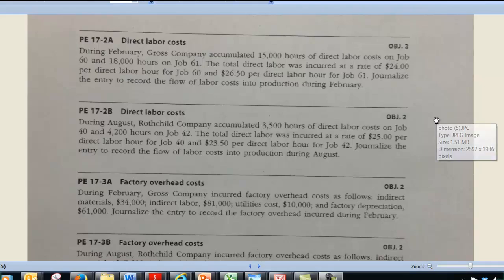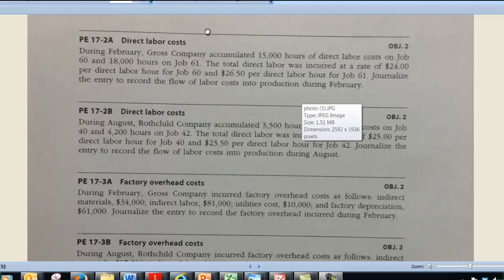In addition to direct materials, it's going to require direct labor to be applied to these raw materials in order to convert them into their finished product. During February there were 15,000 hours for job 60, and 18,000 hours for job 61. There are different rates for both of those. Let's take a look at the solution for this problem.